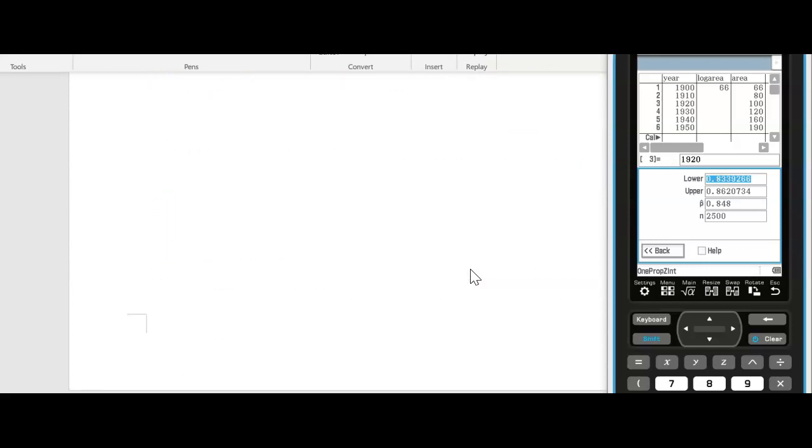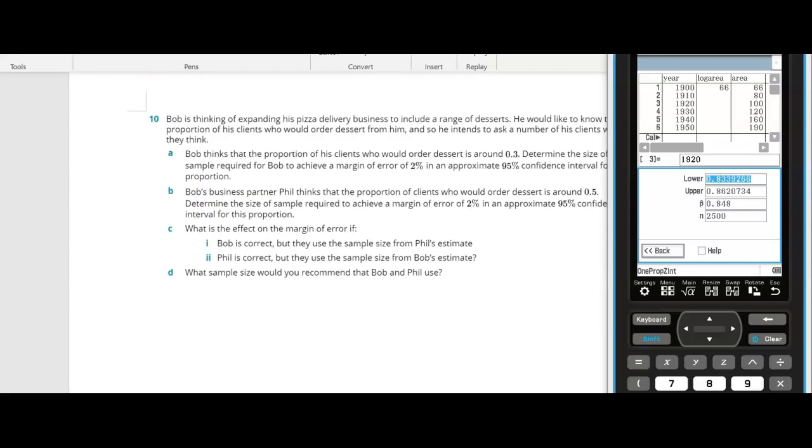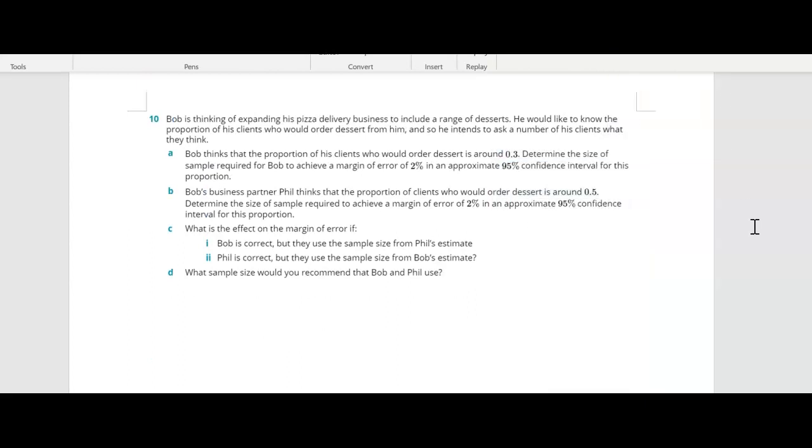All right, how many questions have I got? Let's do two more. We'll keep going until Word dies on me. Bob is thinking of expanding his pizza delivery business to include a range of desserts. He would like to know the proportion of his clients who would order dessert from him, and so he intends to ask a number of his clients what they think.